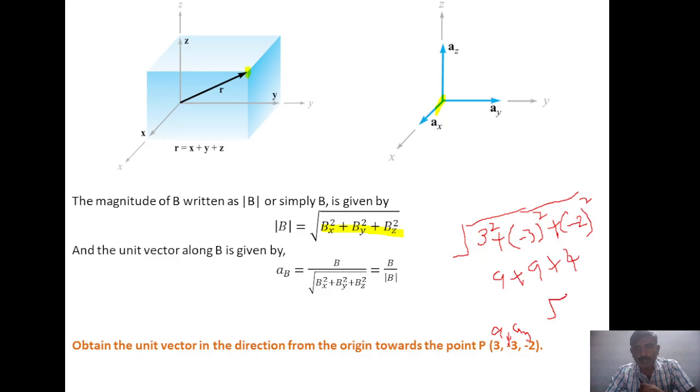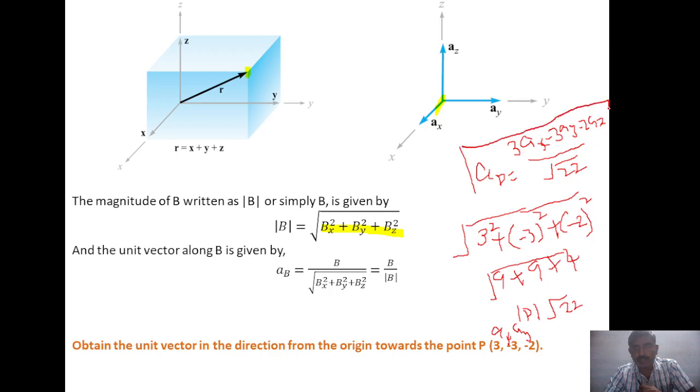So root of 22 you will get. So this is the magnitude of vector P. So the unit vector of P is equal to the vector divided by its magnitude. So the vector you can write as 3 AX minus 3 AY minus 2 AZ divided by the magnitude value we calculated as root of 22. So this is the unit vector of the given vector point P, 3 comma minus 3 comma 2.